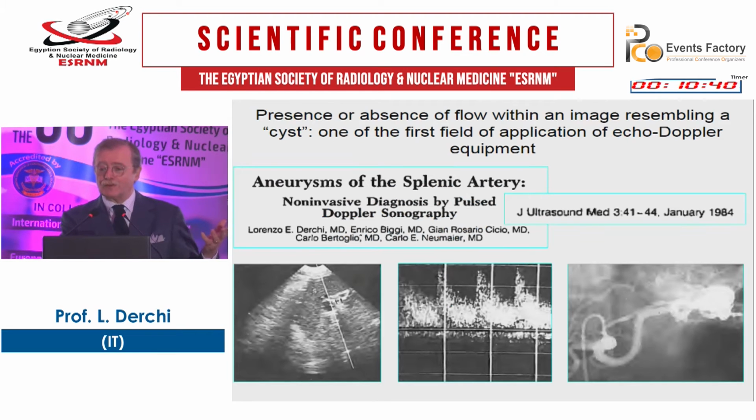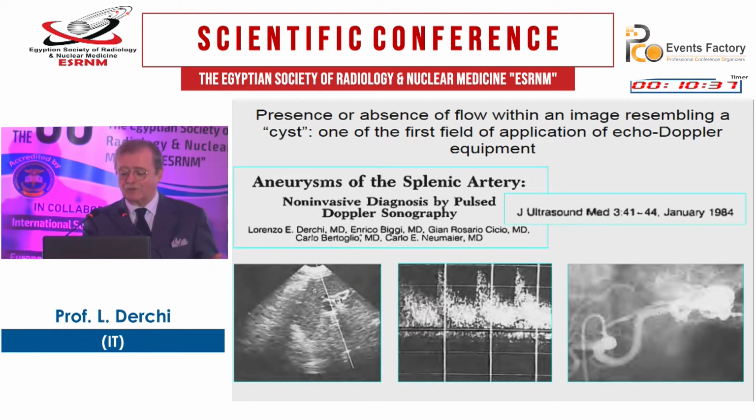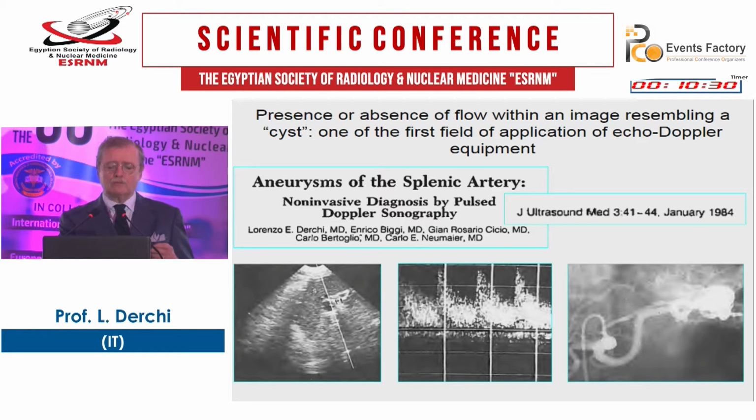And this is my first paper in Doppler ultrasound, which I wrote in 1984, that means I'm very old now, in which we were able to identify flow within some cystic lesions at the hilum of the spleen, and we could identify that these were aneurysms of the splenic artery. So presence or absence of flow within an image resembling a cyst is one of the first fields of application of Echo-Doppler equipment.